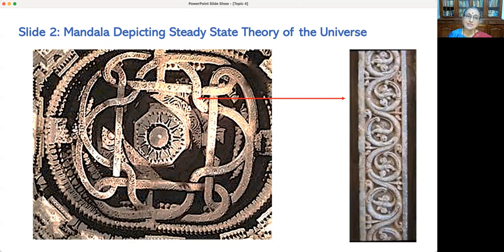The universe has no beginning nor end, according to this theory. This requires that matter be continuously created in order to keep the density constant. Let's now study the structure of the mandala.